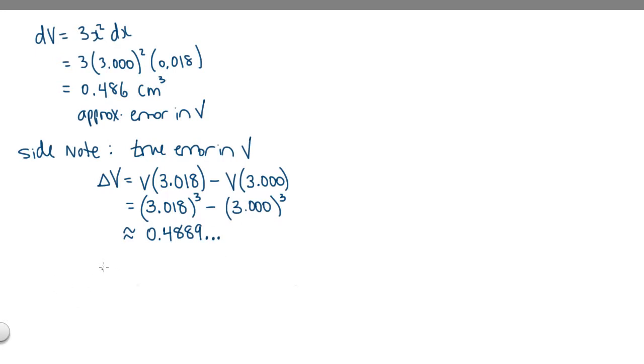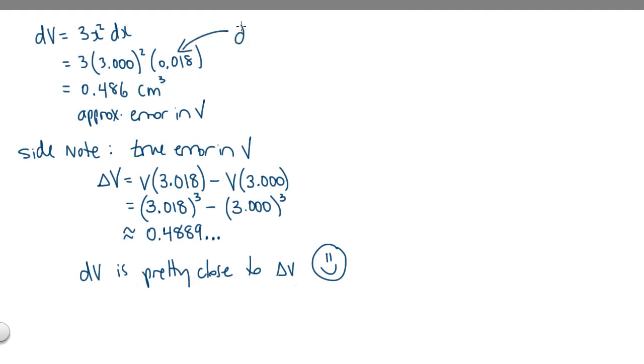Okay, so a couple of comments here. First of all, dV is pretty close to delta V. And that's a good thing for us. dV was easy to calculate, and as long as this value here, or dx, is pretty small, dV and delta V are going to be pretty close to one another. So for most practical applications, using dV is fine. Calculating the approximate error is good enough.